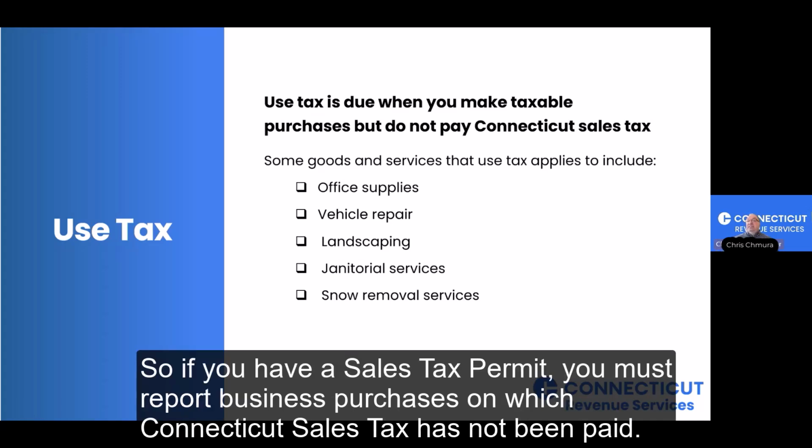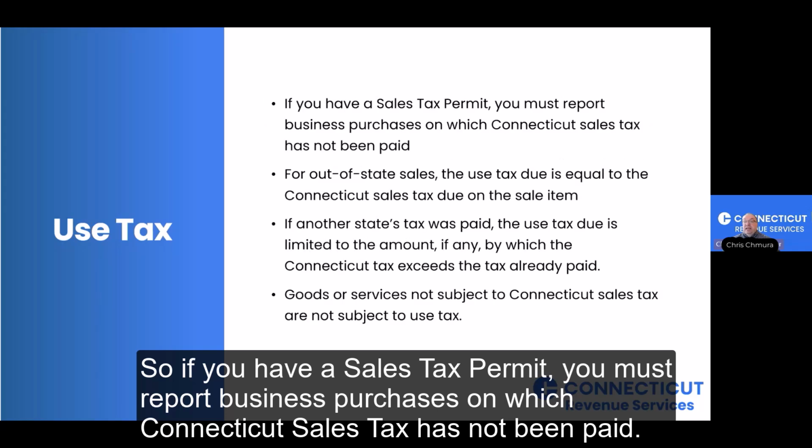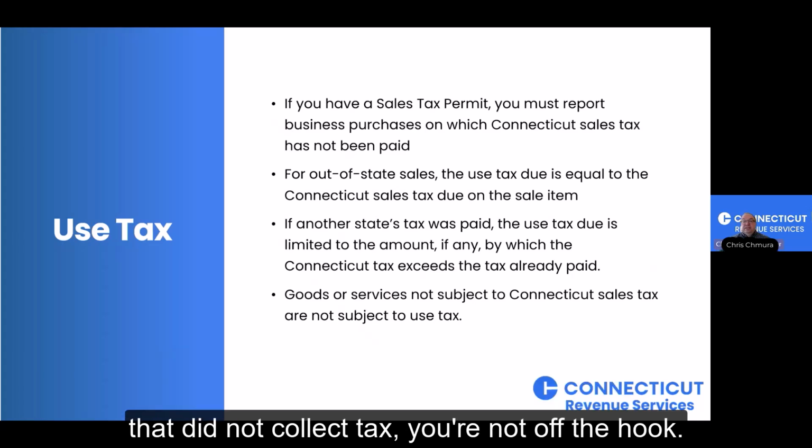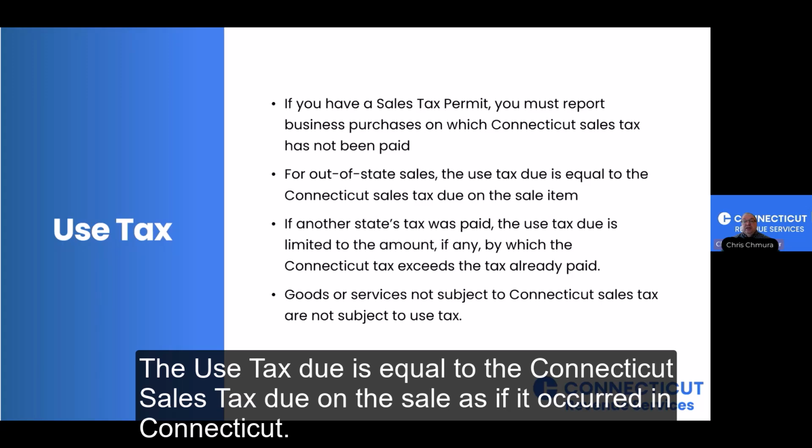So, if you have a sales tax permit, you must report business purchases on which Connecticut sales tax has not been paid. So, if you paid no sales tax because the purchase was made from an out-of-state, internet, or mail order company that did not collect tax, you're not off the hook. The use tax due is equal to the Connecticut sales tax due on the sale as if it occurred in Connecticut.